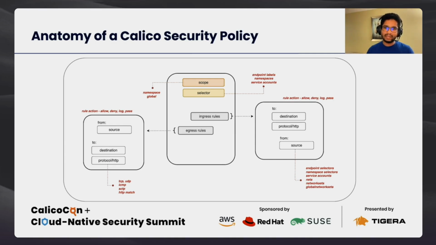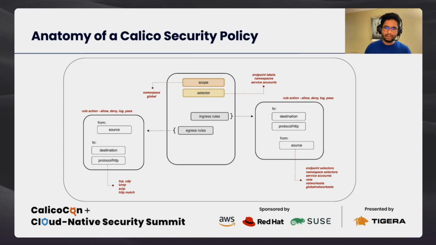Now, there are a few selector options. You could use endpoint labels to select specific workload endpoints. If it's a global network policy, you can also use namespace selector to limit that global network policy to specific namespaces. You could also use service accounts as selectors.